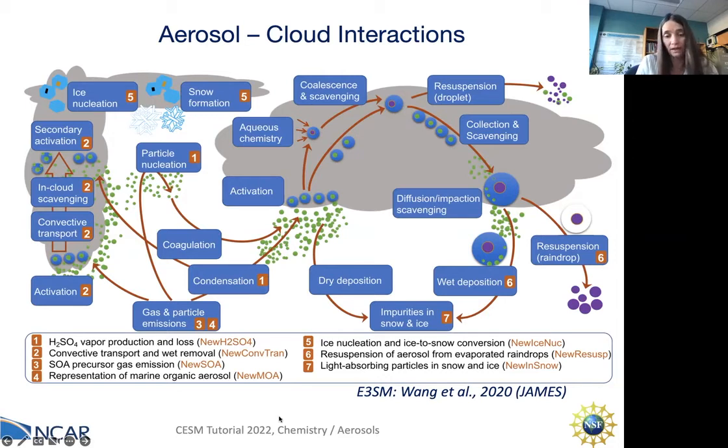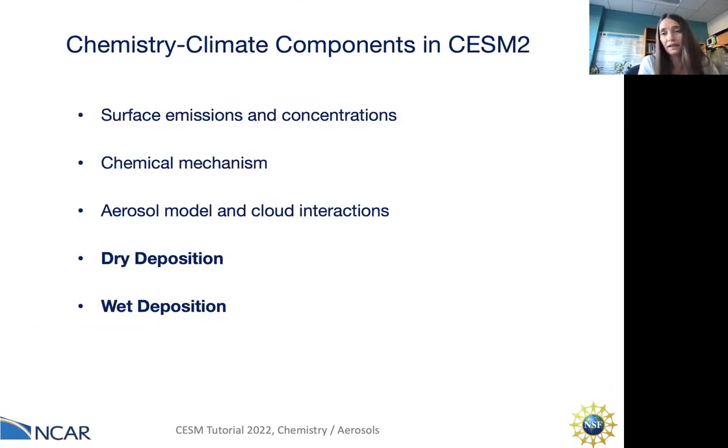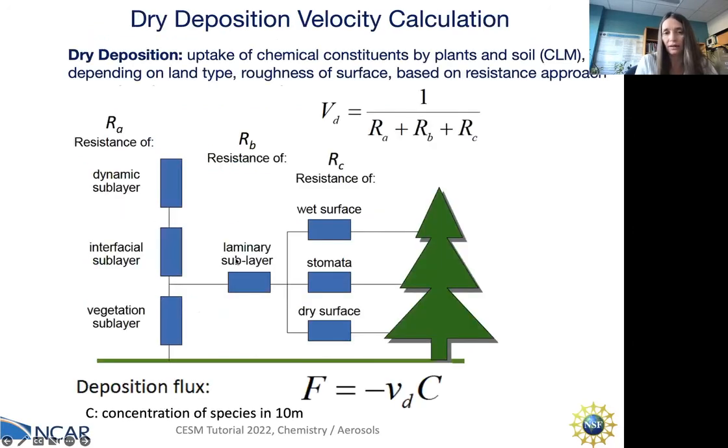So if you want to learn more about this, this is a good paper to read up on it. And finally, on talking about the dry and wet deposition of gases and aerosols. The dry deposition is the uptake of chemistry constituents by plants and soils, and that depends on the land type, roughness of surface, and is based on a resistance approach, which is shown here.